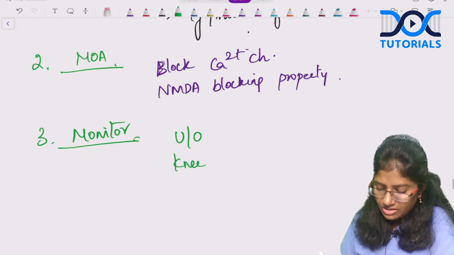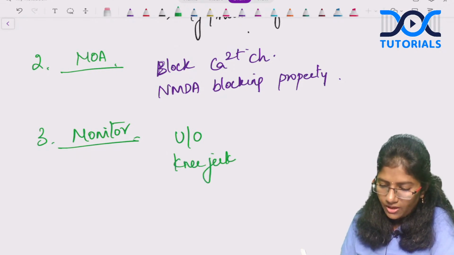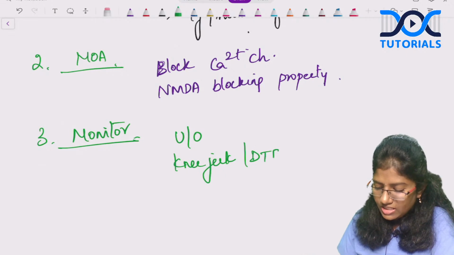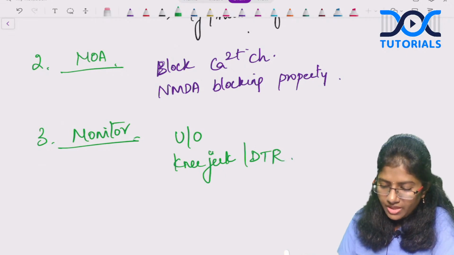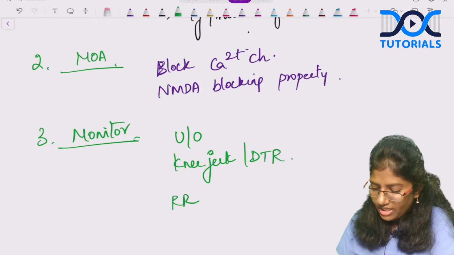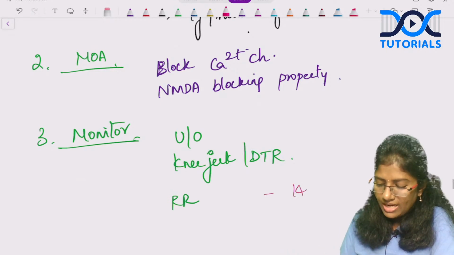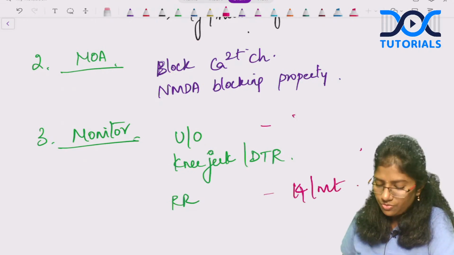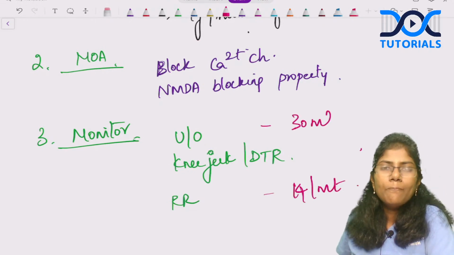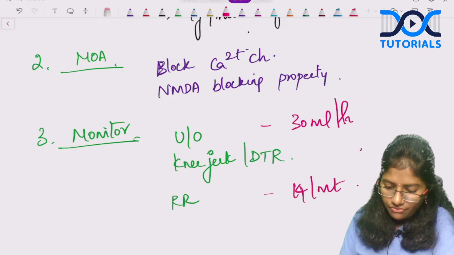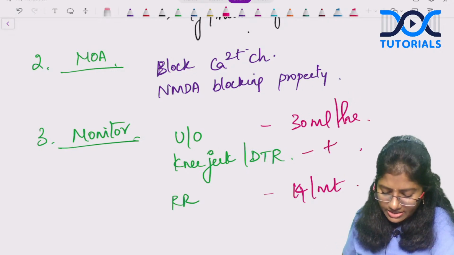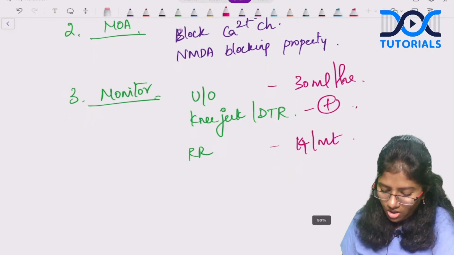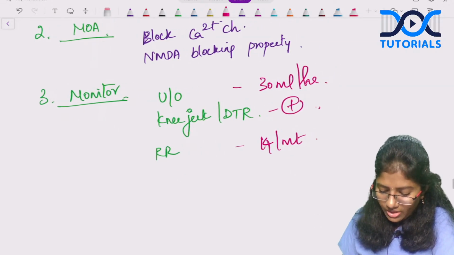Deep tendon reflexes and respiratory rate. Okay, so respiratory rate should at least be 14 per minute, and urine output should at least be 30 ml per hour, and knee jerk should be present. Okay, knee jerk should be present. This is how we monitor. Okay, so in case the lady develops toxicity, what is the usual therapeutic serum level?